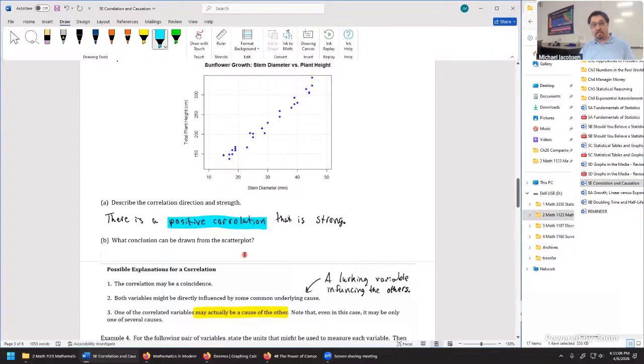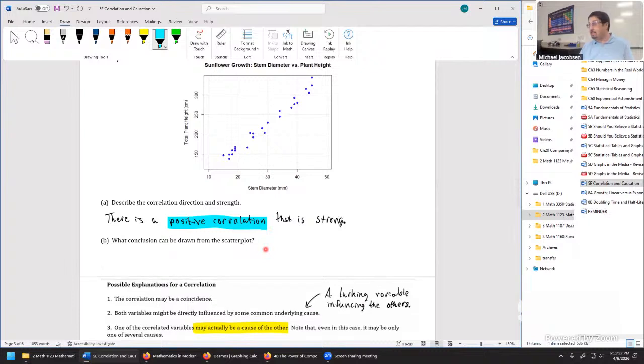But aside from thinking about correlation and causation, the next thing we want to say is just what conclusion can be drawn from the scatter plot. And there's really not too much you have to say. It's kind of formulaic in a certain sense. Once we say there's a positive correlation, then we can just focus on, first, the horizontal variable. We can now say as the stem diameter increases, so increase in that variable, for positive correlation, we should see an increase in the total height.